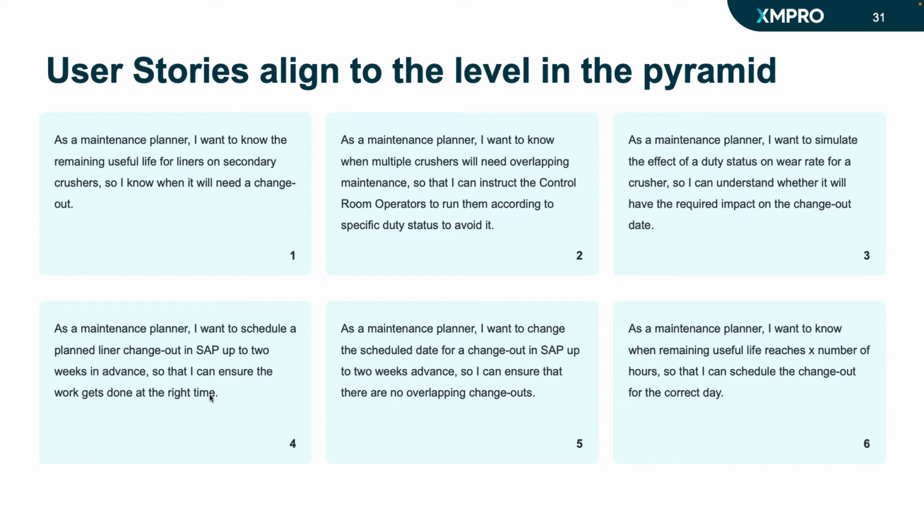And if we take the crusher example that we saw, there was a problem with that red dot. There was a crusher problem. I want to know what the remaining useful life is. I've got 6 crushers. If 2 of them are out for maintenance at the same time, I've got a really big problem. We have to throttle back production. So as a maintenance planner, I want to know when multiple crushers need overlapping maintenance, so that I can tell the control room to run these things faster. And I want to be able to simulate. You'll see some of this when we get to the example, but these are the important aspects of connecting the different levels.